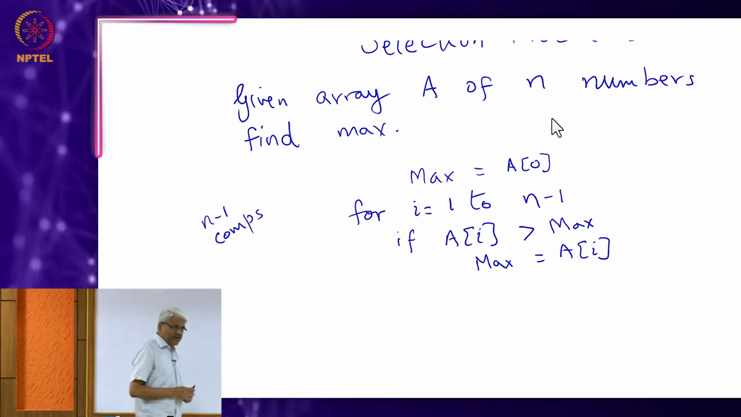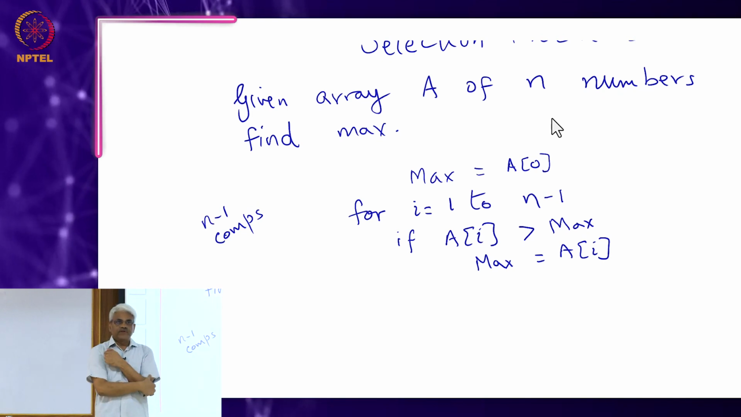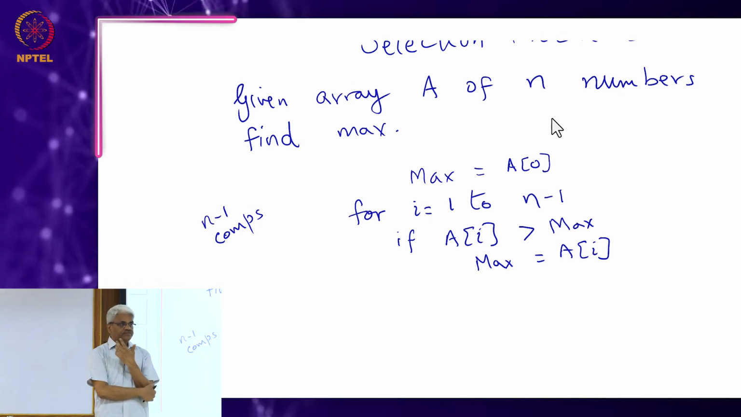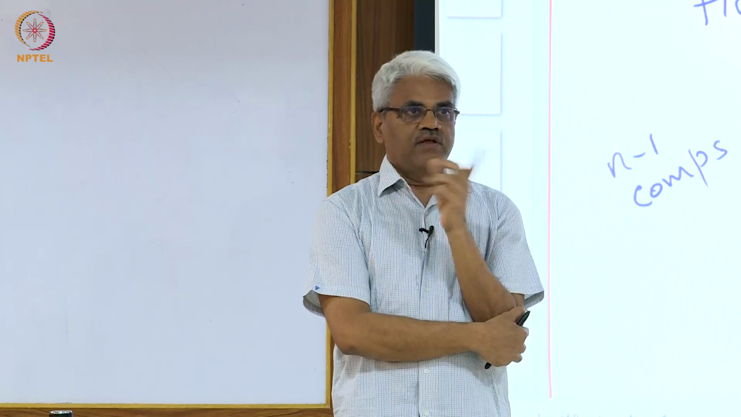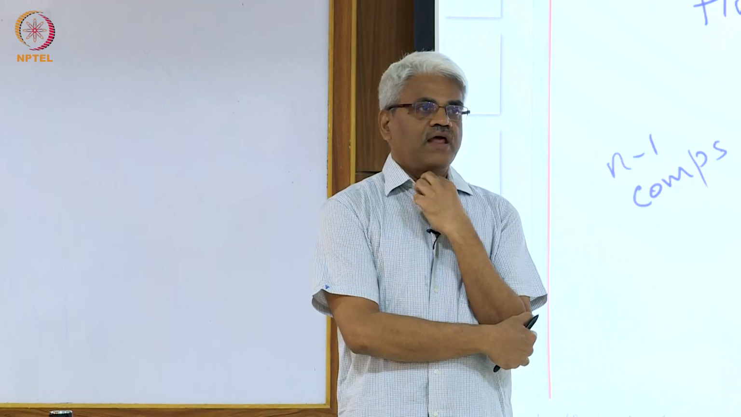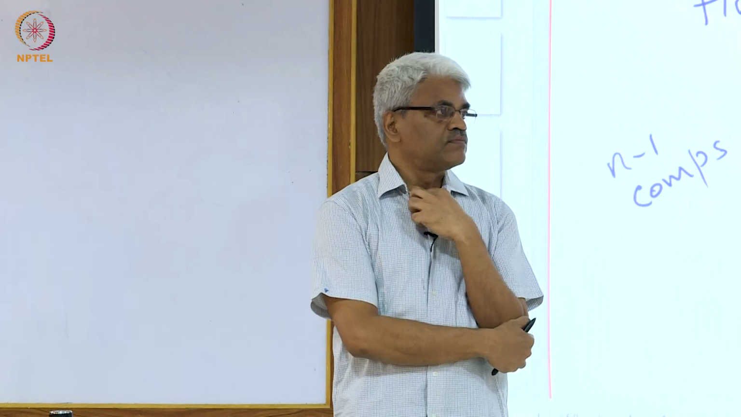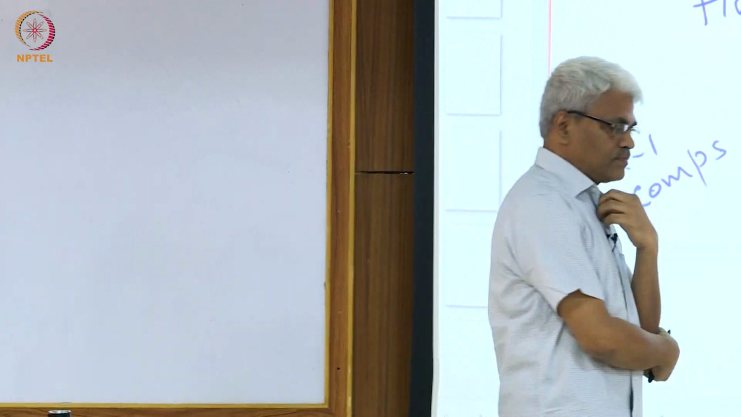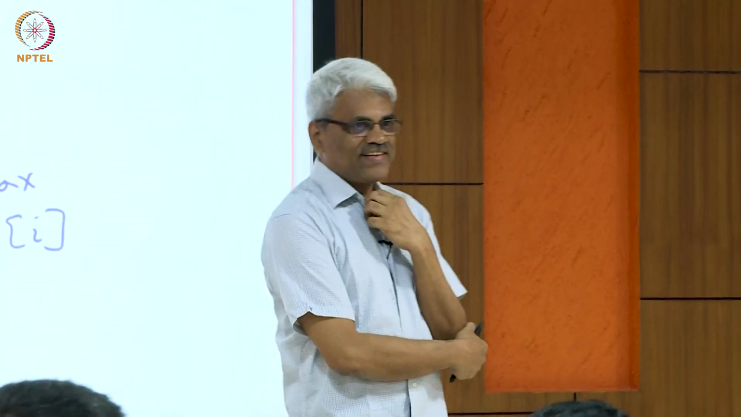So one question is, can you do better? This is always a question we will ask in algorithms. Can you think of an algorithm to find the maximum of a list of n numbers in something better than n minus 1 comparisons? So that's going to be better than n minus 1.